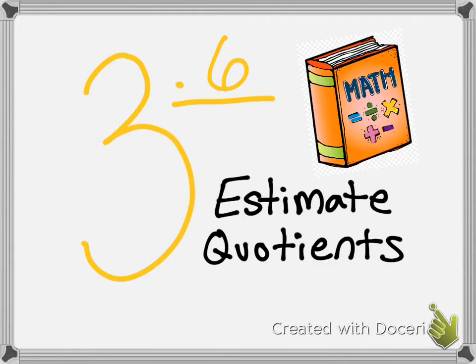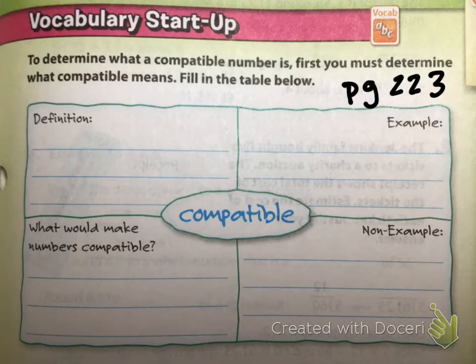Class, and today we are doing lesson 3.6, Estimating Quotients. So on page 223 in your book, I want you to fill out this chart. We have this word compatible. I want you to tell me the definition of compatible, give me an example of something that's compatible, tell me what might make two numbers compatible, and give me an example of something that is not compatible, a non-example.